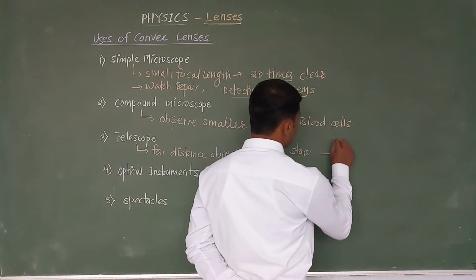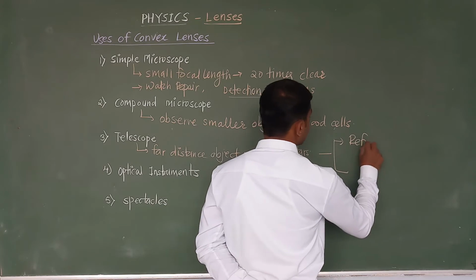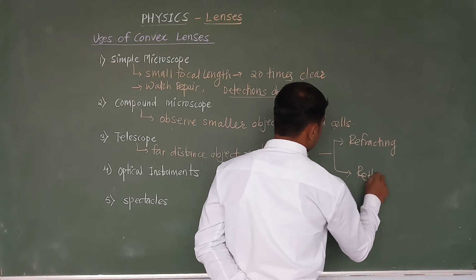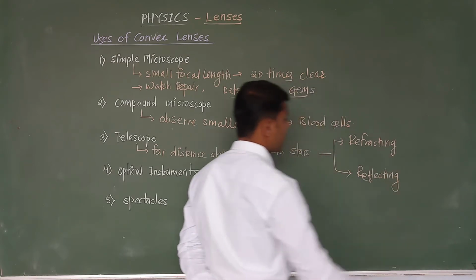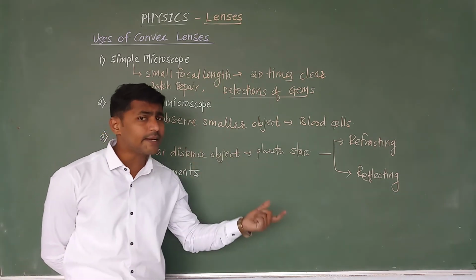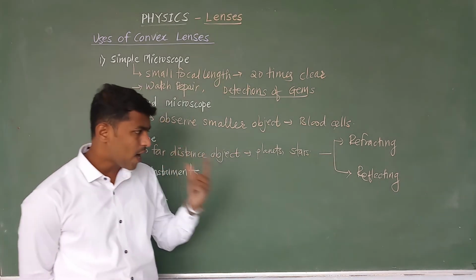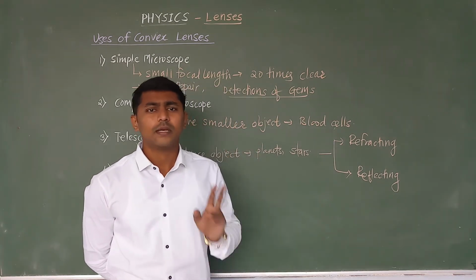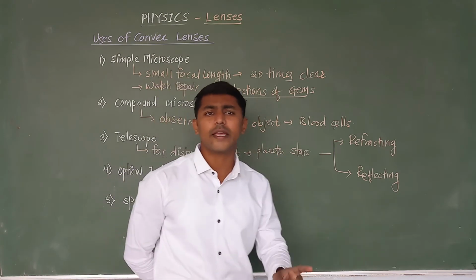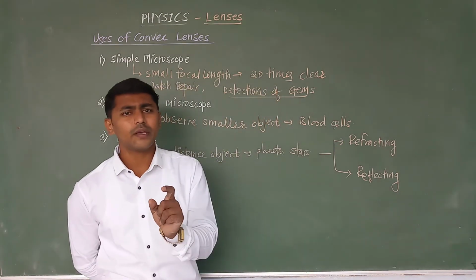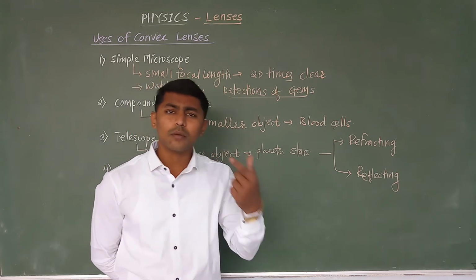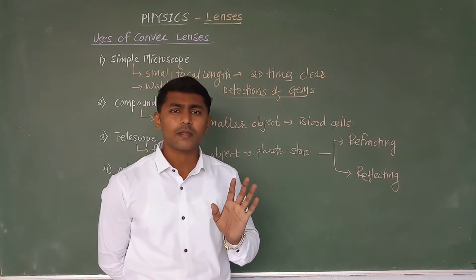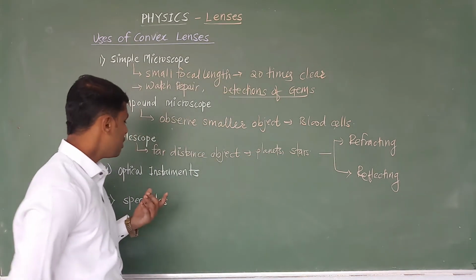Again, there are two types of telescope. The first one is refracting and the second one is reflecting. A refracting telescope contains lenses, while a reflecting telescope contains both lens as well as mirror. This might be asked in your NTSC exam. Which of the following telescopes contains both mirror as well as lens? Your answer must be reflecting telescope. It is used for astronomical purposes.